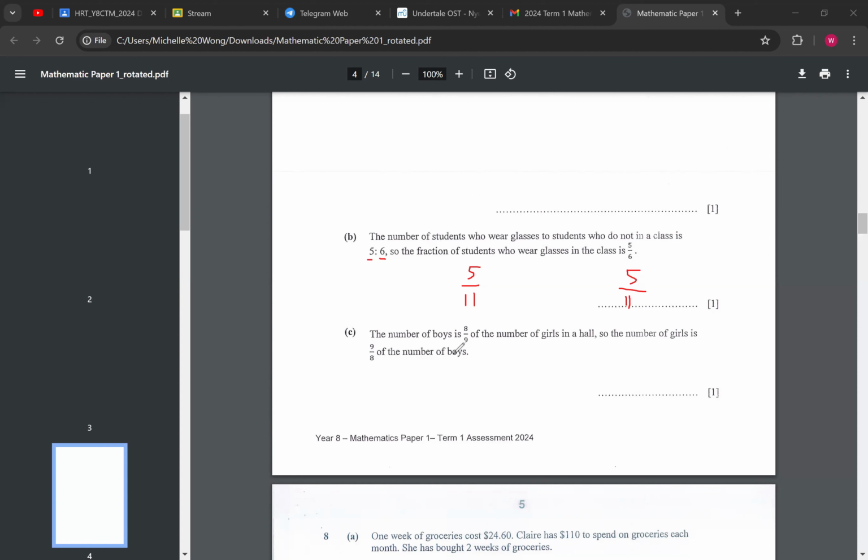C. The number of boys is 8 over 9 of the number of girls in the hall. So the number of girls is 9 over 8 of the number of boys. That is true, because let's say the number of boys is 8 and the number of girls is 9 in the hall. So the number of girls would be 9 and the number of boys would be 8. So it's true.